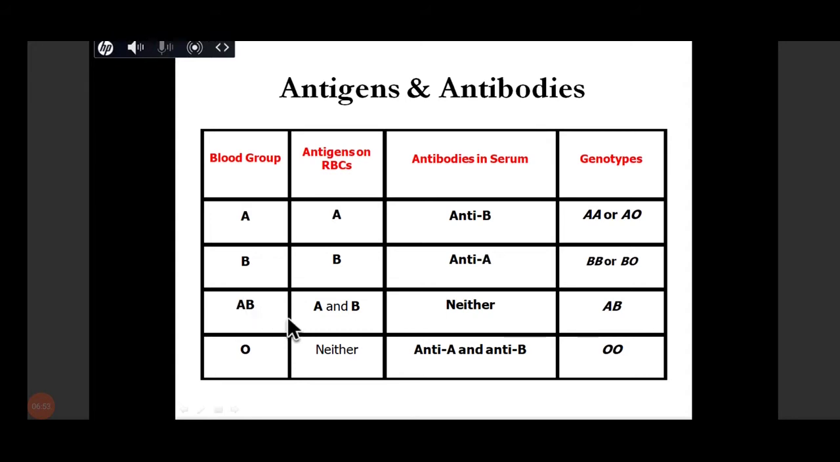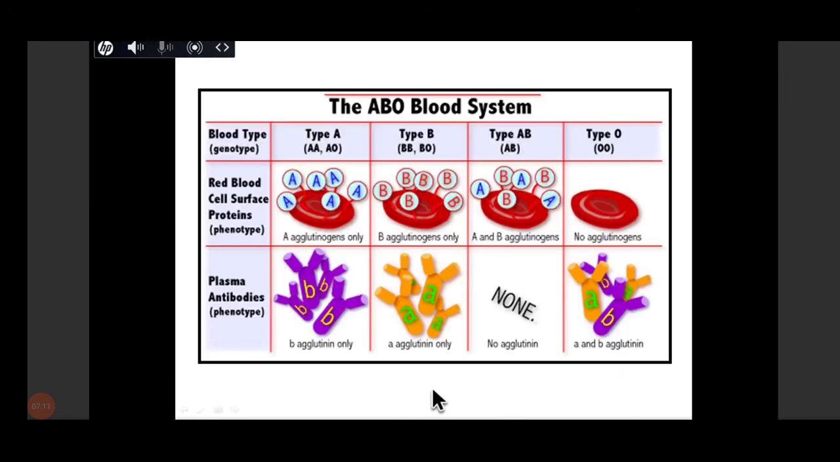In AB, they will have both the antigens, that is A and B, and they will not have antibodies in the serum. They are also known as universal recipients. And O, they do not have any of the antigens on the red cells. However, they have anti-A and anti-B.